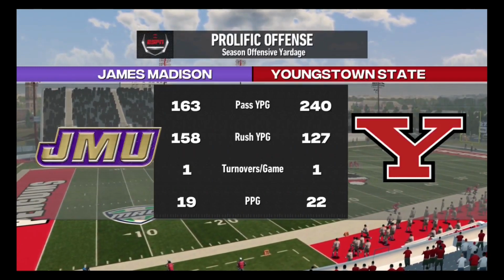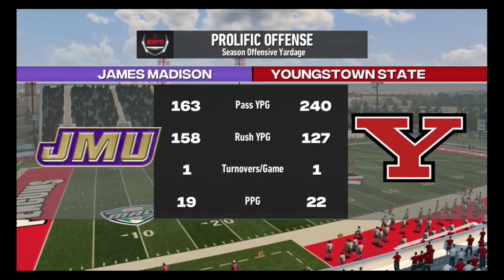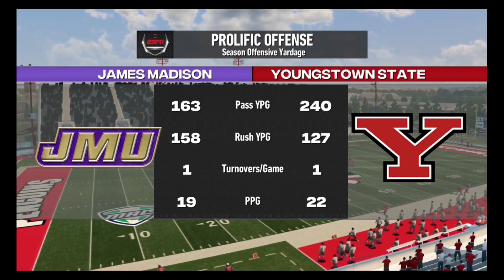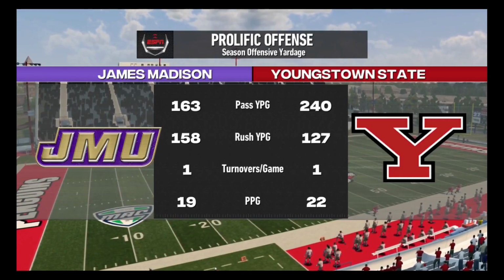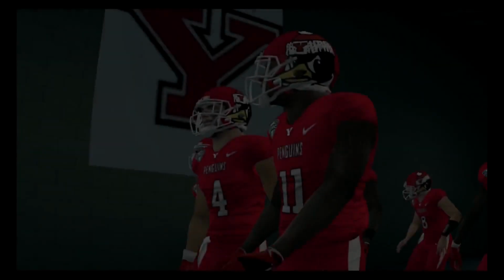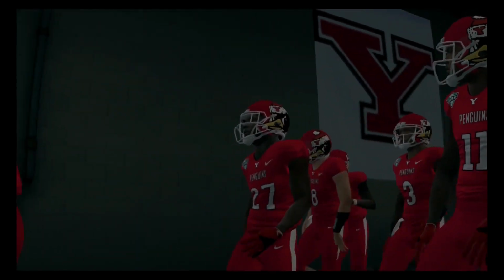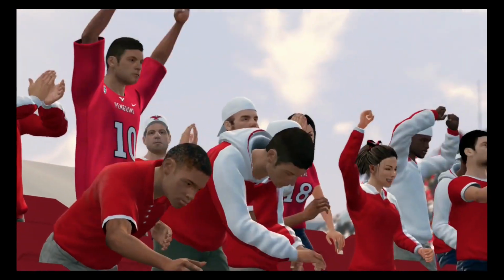Passing yards per game, YSU has 240 compared to 163 for James Madison. They have 158 rushing yards per game compared to our 127. We each average 1 turnover per game, and we score 3 more points per game than James Madison, 22 to 19. So a pretty even matchup here today.